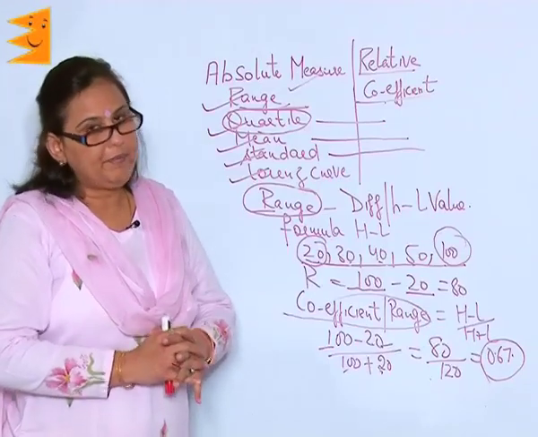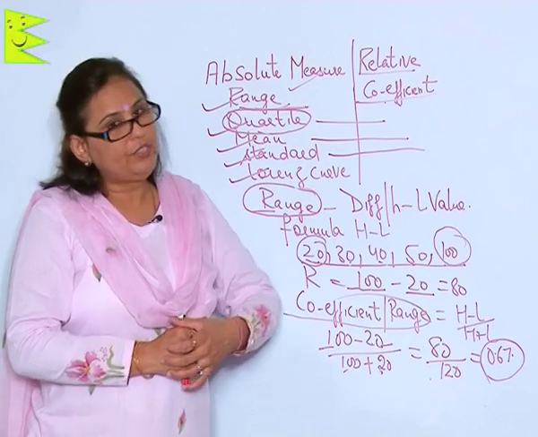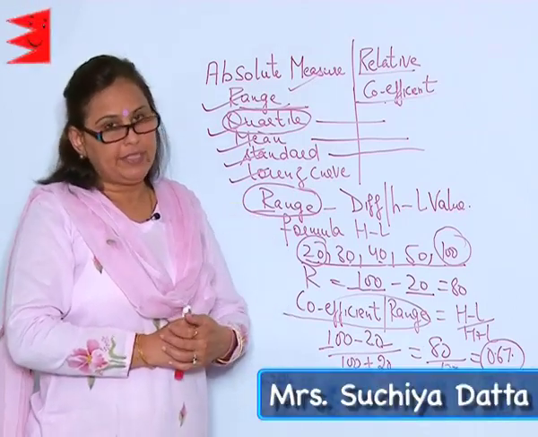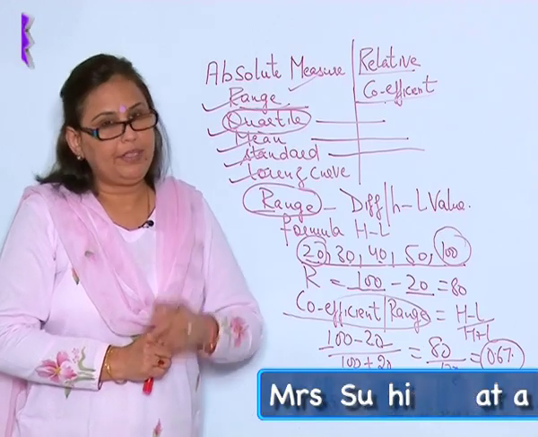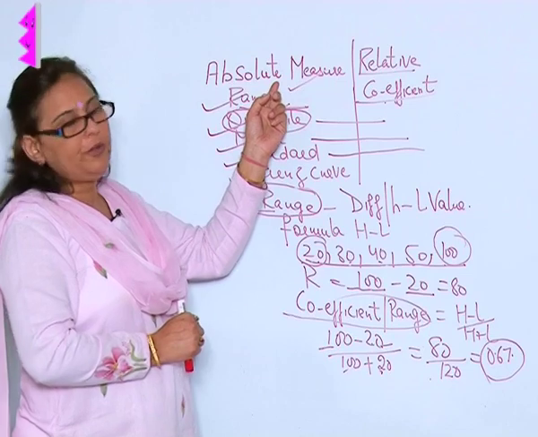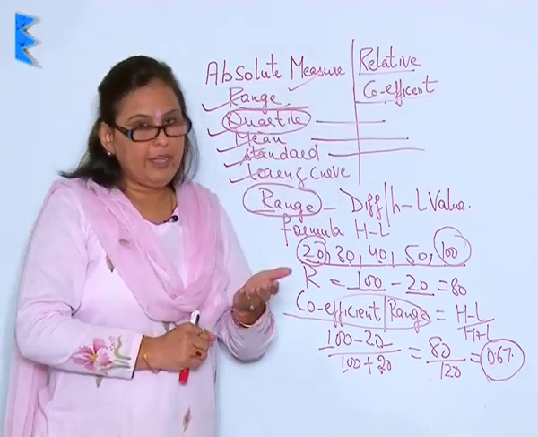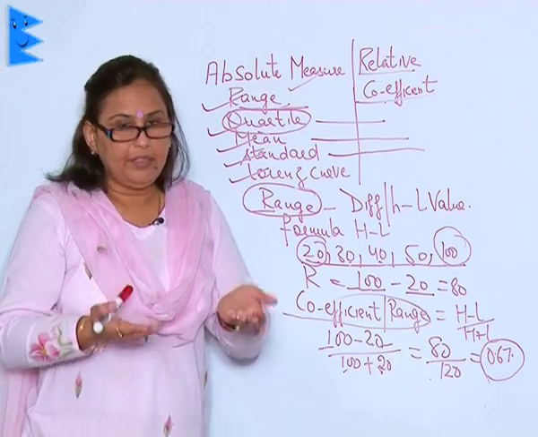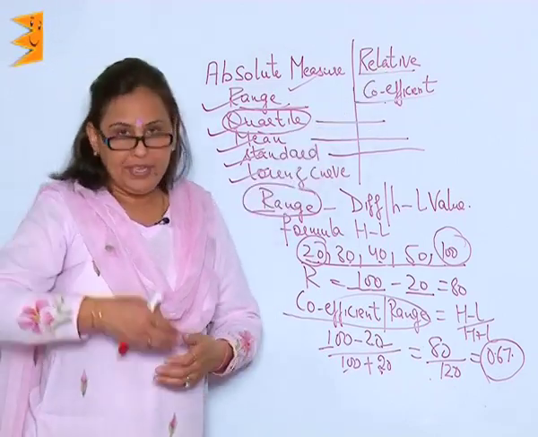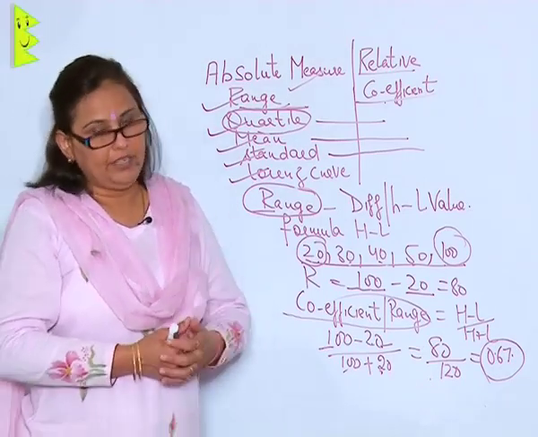Now let's study the methods of measuring the measures of dispersion. As we learnt in the previous clipping, there are two methods of measuring dispersion: the absolute measure and the relative measure. In the absolute measure, we take the unit as it is, but in the relative measure, we take it in relative form, say in percentage.